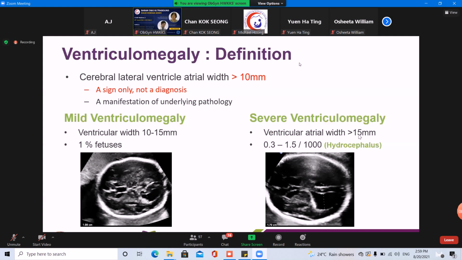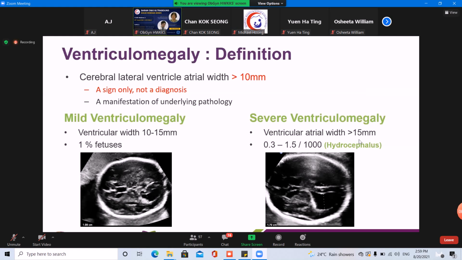For severe ventriculomegaly, the ventricular width is more than 15 mm. It is rarer. It occurs in 0.3 to 1.5 per thousand fetuses. It means that for 1,000 fetuses, we can at most see only one. And sometimes we also call it hydrocephalus.